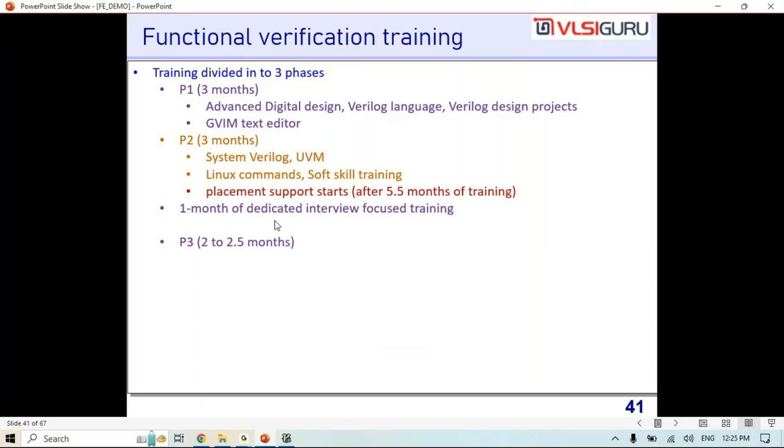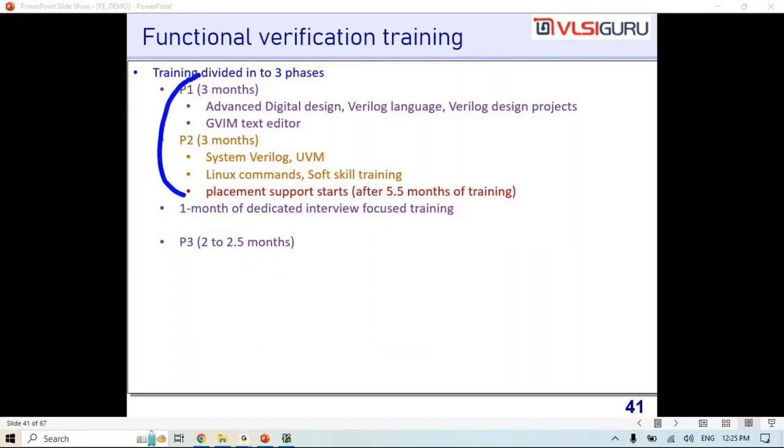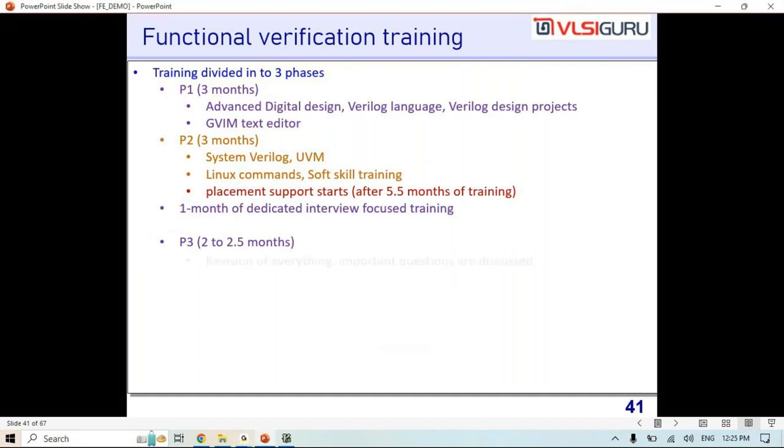And at the end of this 6 months, 1 month of dedicated interview-focused training will be done, which is outside the 8 months actually. That 1 month is for revising everything: important questions of digital, important questions of Verilog, SystemVerilog, UVM, everything. Because it is equally important to clear the interview also, right? Learn the subject and clear the interview. That is the whole goal, right? Of course. Next, 1 month is revision of everything.